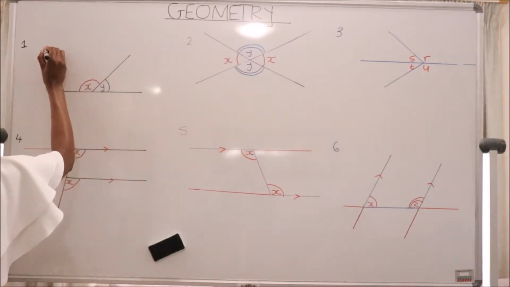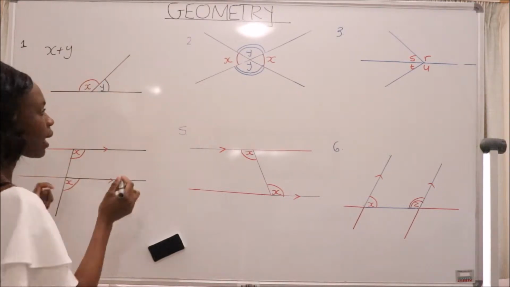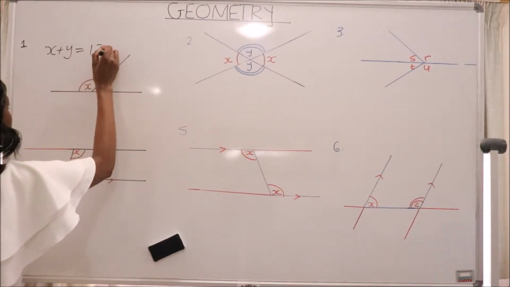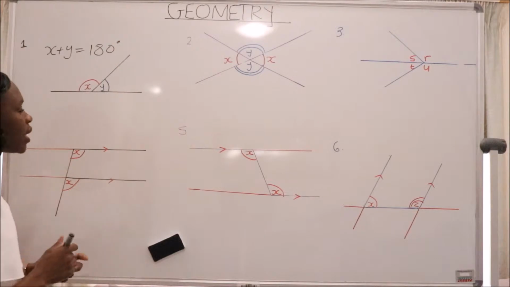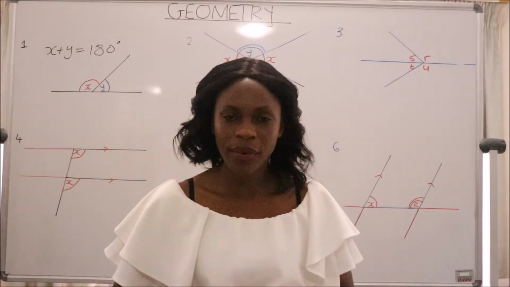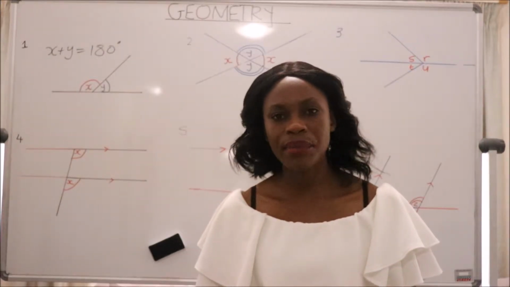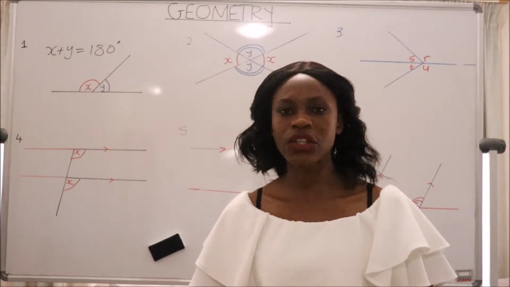So with this first one here, you must know that x plus y, which is this angle plus that angle, when we add them, they must give us 180 degrees because they are supplementary angles. So that is the first rule that you must know in geometry: adjacent angles on a straight line are supplementary and they add up to 180 degrees.